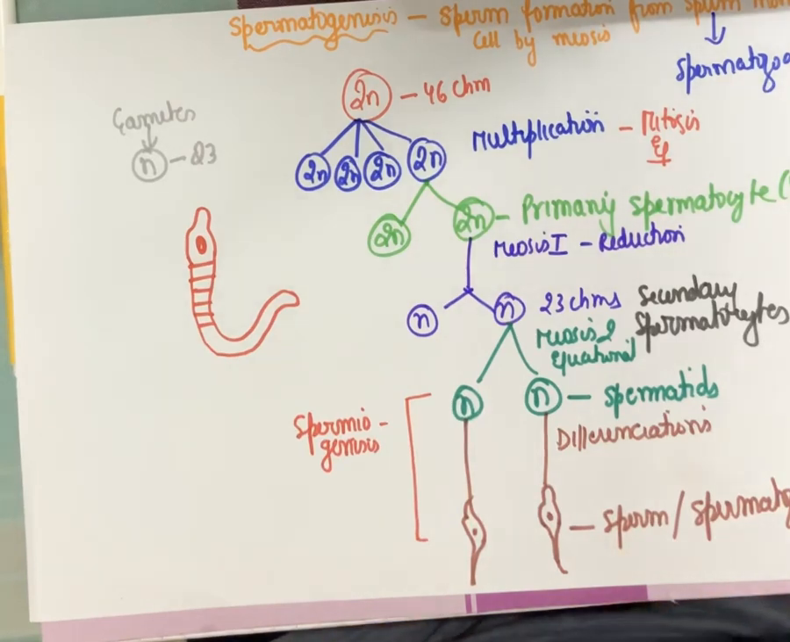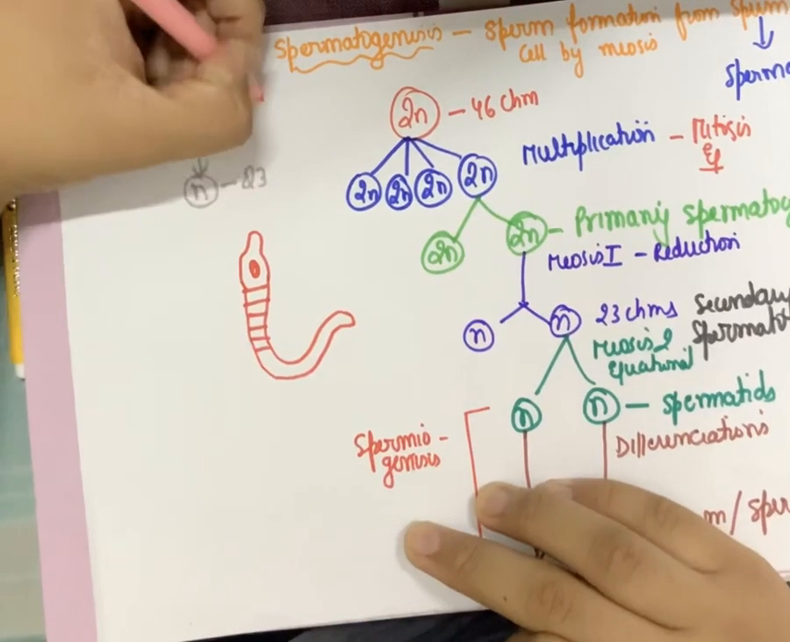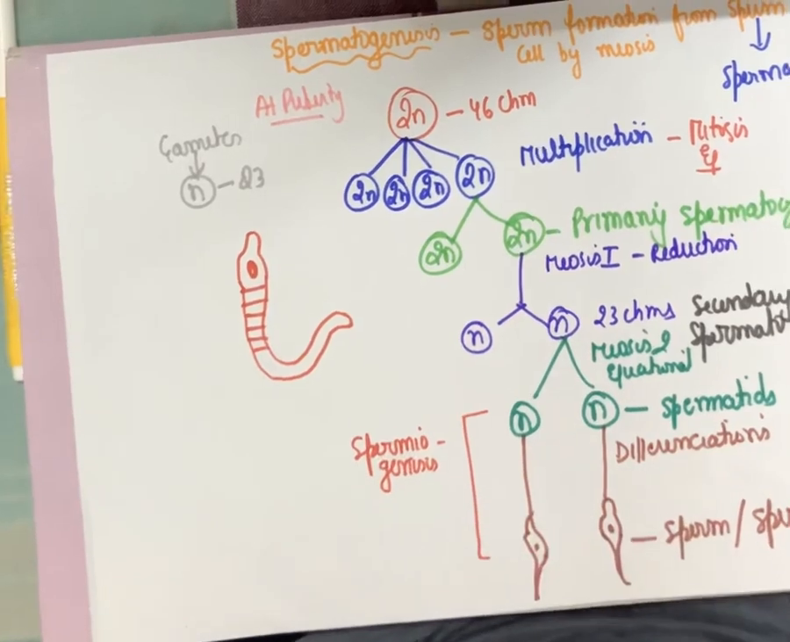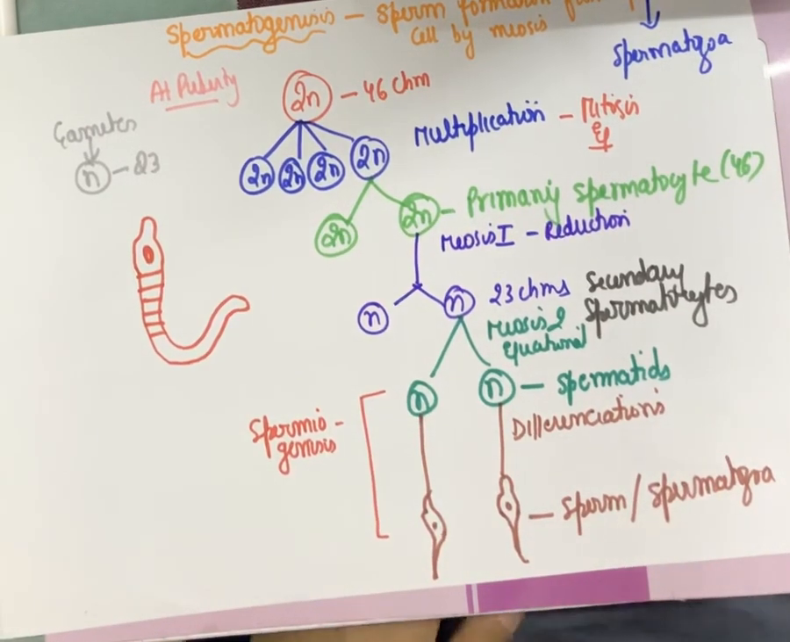Now one last thing, when does this process happen? This process happens at puberty. Okay, at adolescence, at puberty. So spermatogenesis is initiated and terminated at puberty. It's an adolescent process. Fine. I hope this is clear.